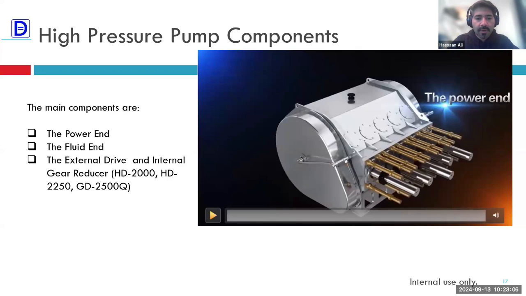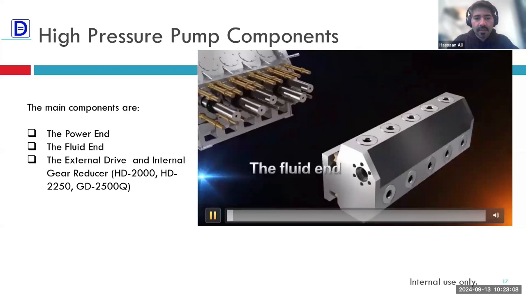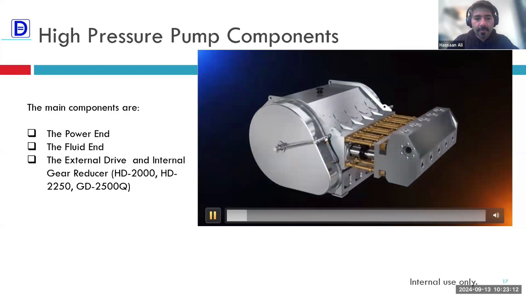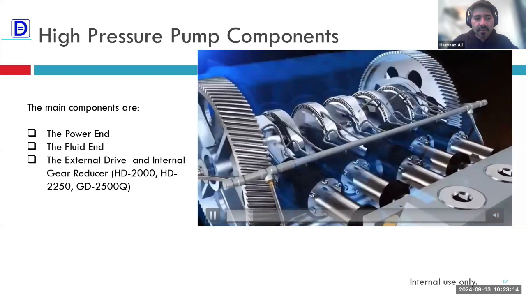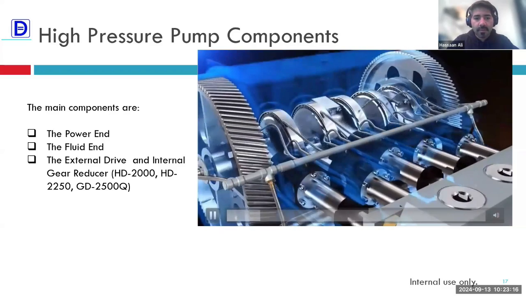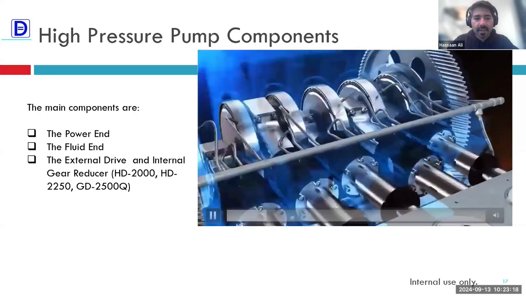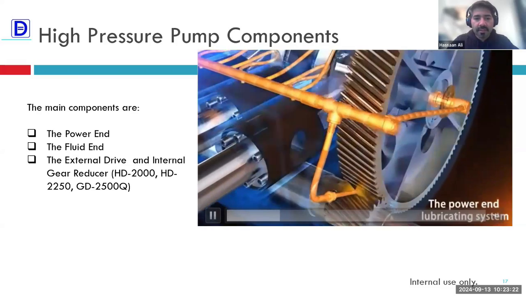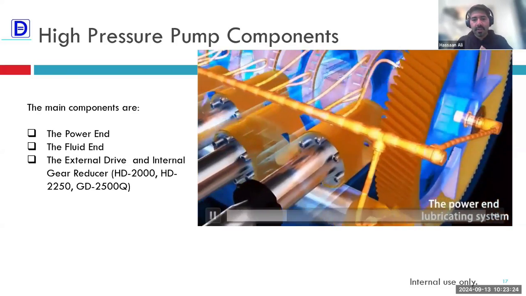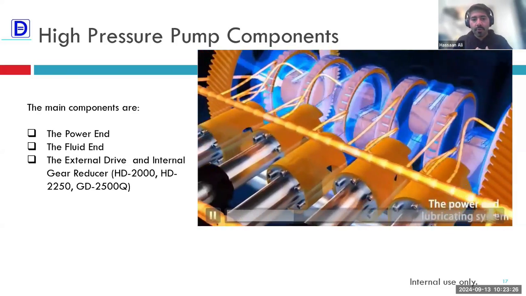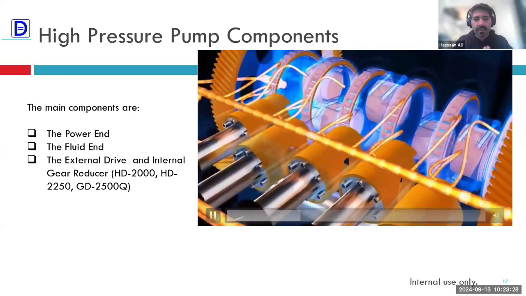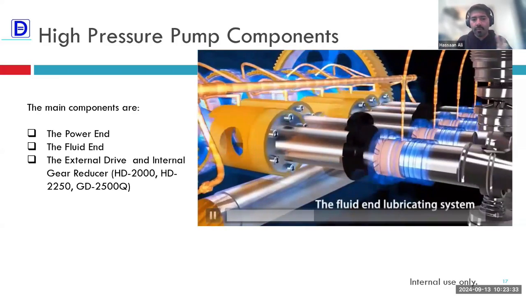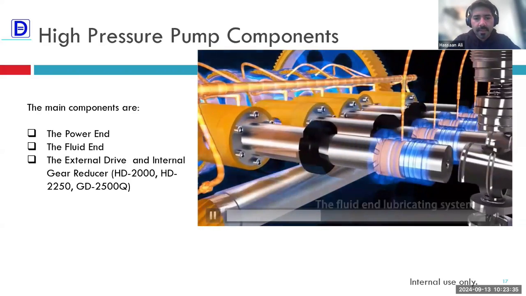Just a quick video right over here. There is no sound to it, but you can see this is your power end right over here. Your crankshafts, your pony rods. This is what we call a lubrication system. The lubrication system is there to make sure that all the moving components and seals are properly lubricated, because otherwise there can be intervals where they are running dry, so you want to make sure that lubrication is there.